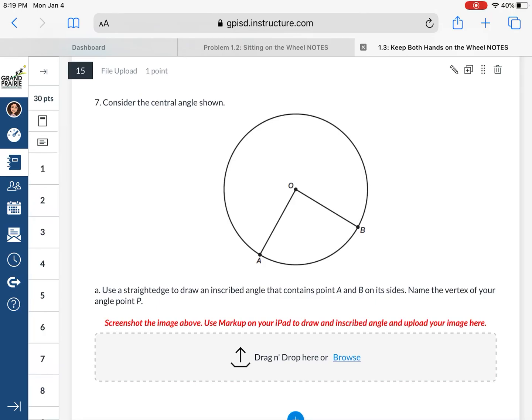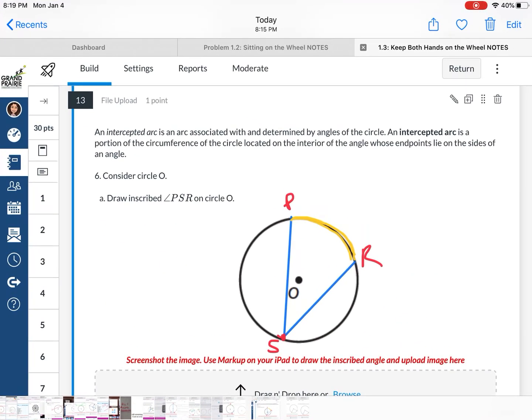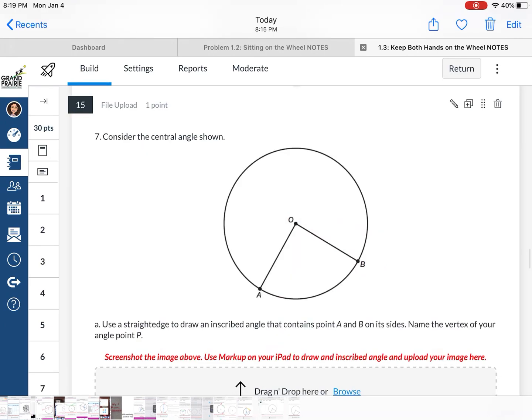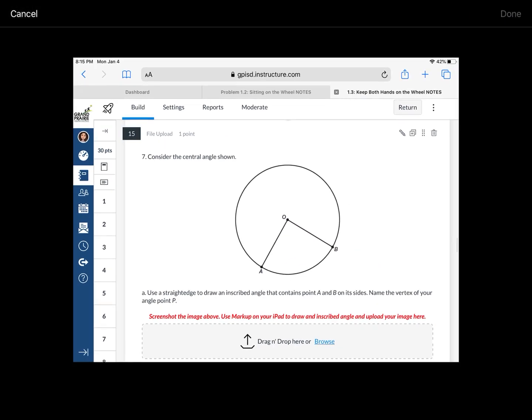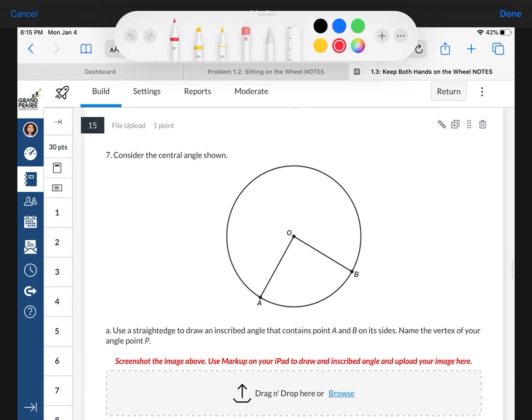Okay, so here consider the central angle. It says to use a straight edge or a ruler to draw an inscribed angle that contains points A and B on its sides, and name the vertex of your angle point P. So remember, what we are shown is a central angle. They're asking us to draw an inscribed angle. An inscribed angle is what we just drew. So they want us to draw the same type of angle, but now on this picture. Make sure you take a screenshot of that.